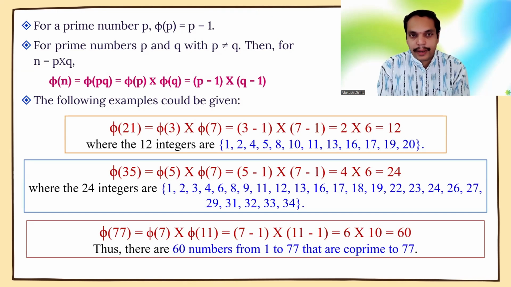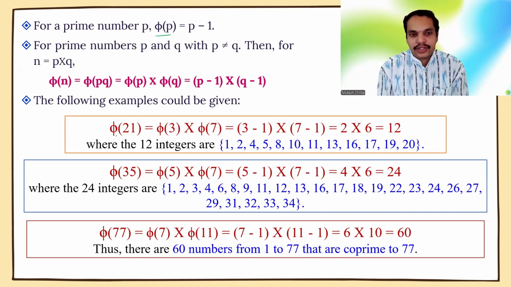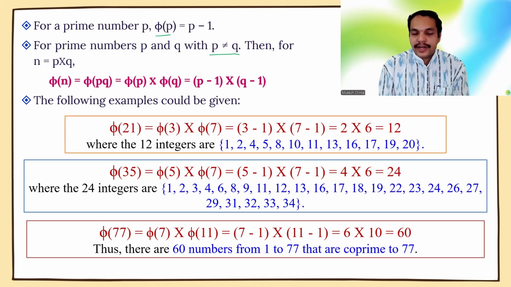As I told you, for a prime number, psi of p is equal to p minus 1, and if p and q are prime numbers with p not equal to q, then n is equal to pq. This is another good example which we will be using in our further lectures. So if I want to find psi of 21, which is not a prime number, I can write it down as a product of two prime numbers, 3 and 7. So in that case, p is not equal to q, isn't it? 3 and 7 are different.